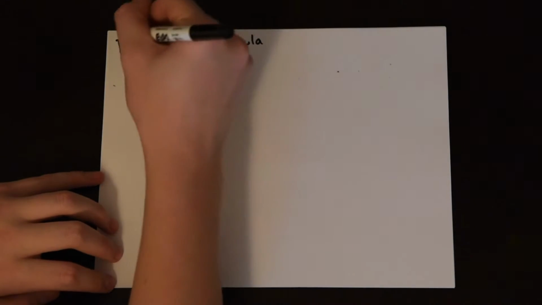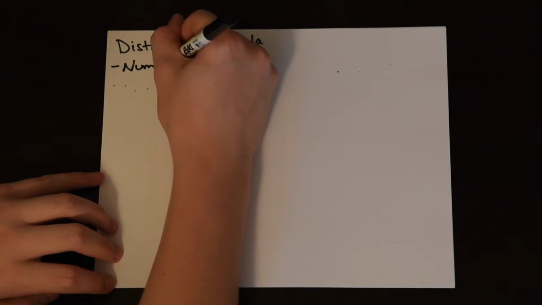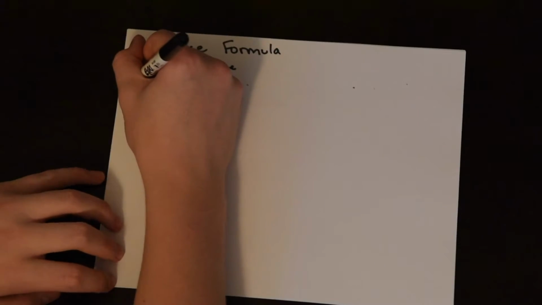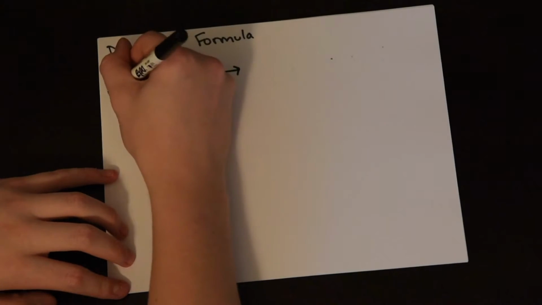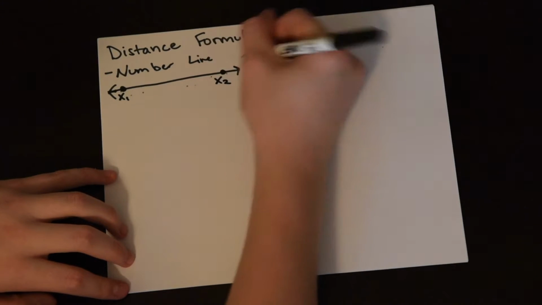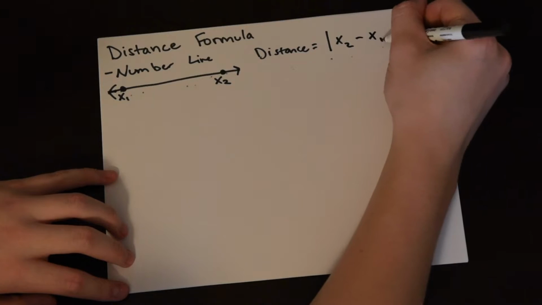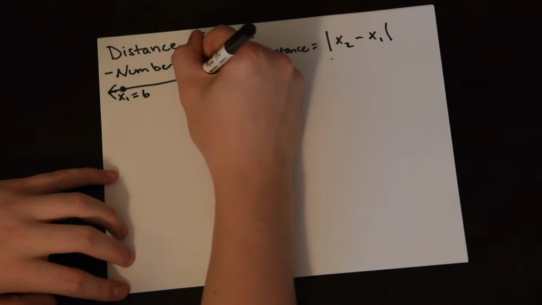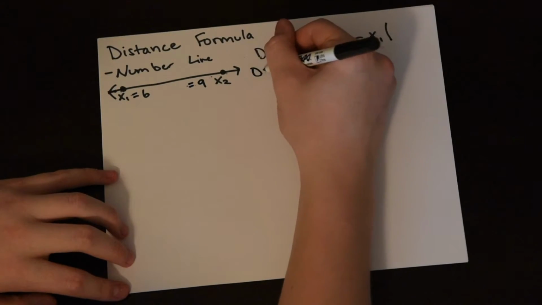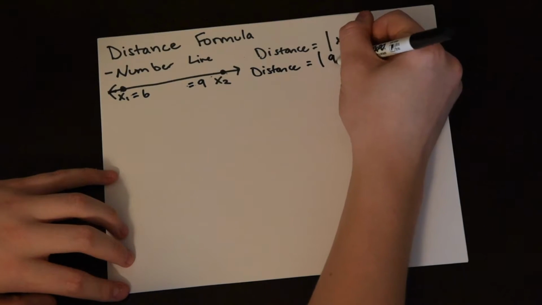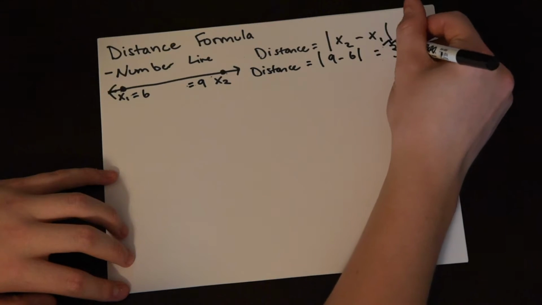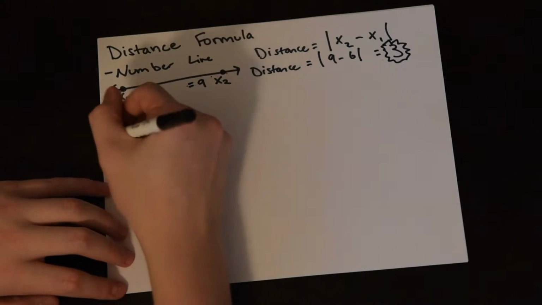My next topic is on how to use the distance formula. One way to use it is with a number line. When you have a number line, you use the formula to find the distance between 2 points. And that formula is x2 minus x1 equals distance. And so if x1 is equal to 6 and x2 is equal to 9, you would do 9 minus 6 to get 3, and that's the distance.